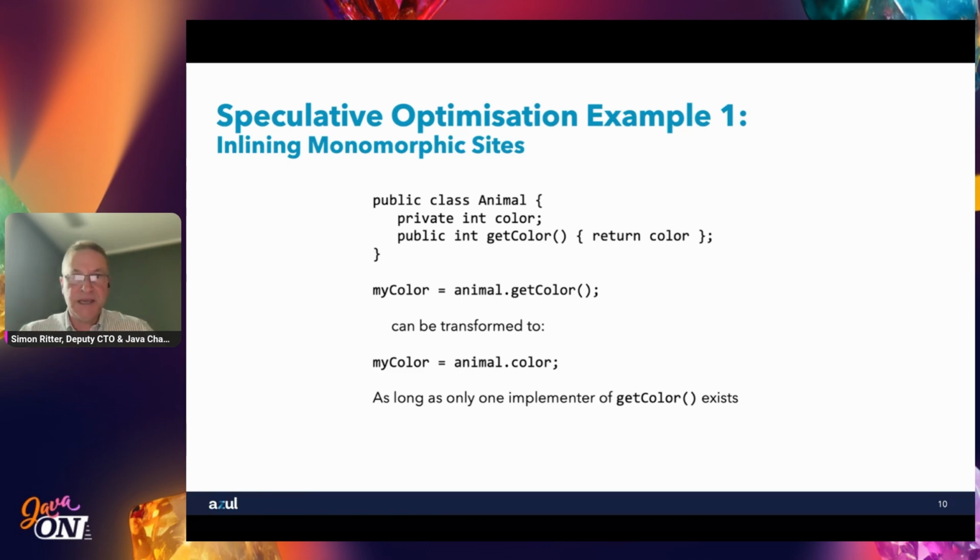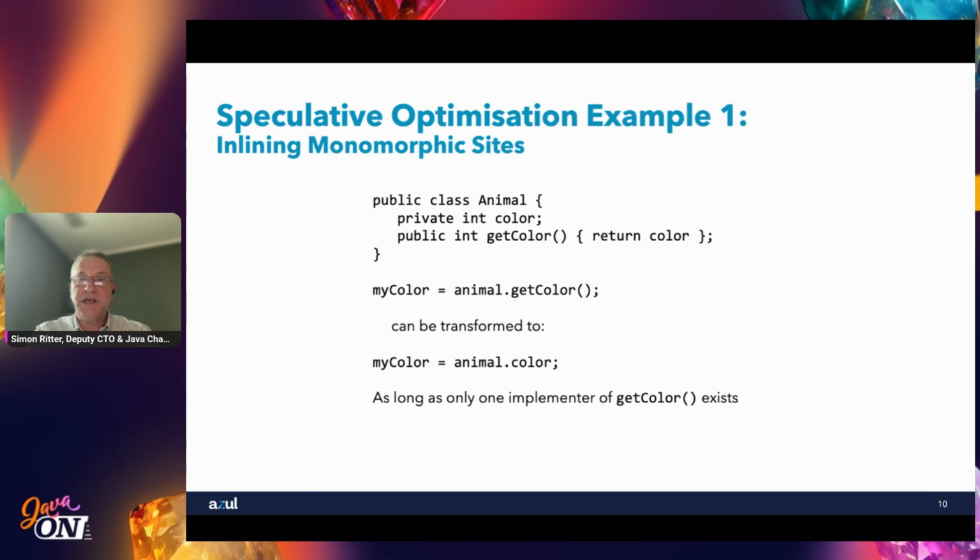But here's the key thing. This will only work if we know that there's one implementation of getColor. Now, Java is not a dynamically typed language, but it is dynamic from the point of view of being able to load classes at runtime. So we could load at runtime a new version of the Animal class, which maybe does something different in terms of getColor. At that point, the assumption we've made about the ability to treat the color instance field as if it is public would potentially be invalid.